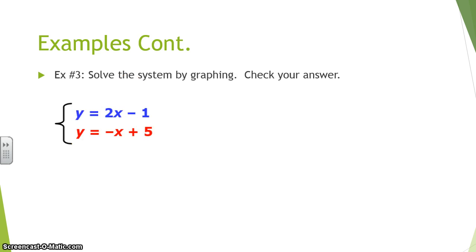Let's look at example number 3. It says solve the system by graphing. Check your answer. So we're actually going to graph each of these equations here. They're both in the form of y equals mx plus b. So we can graph this. Remember, b is my starting point, my y-intercept, and m is representing my slope, my rise over run.